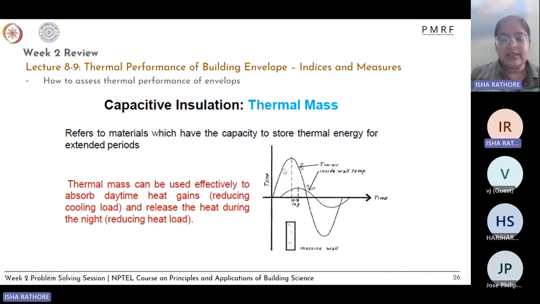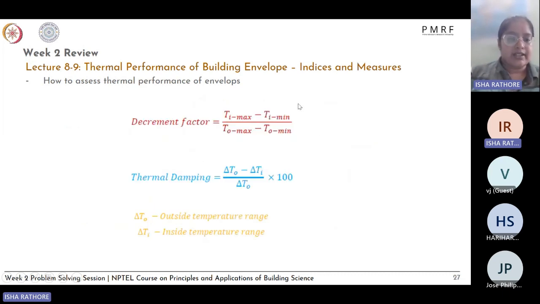So this is basically the range of inside temperature to the range of outside temperature. That is your decrement factor.